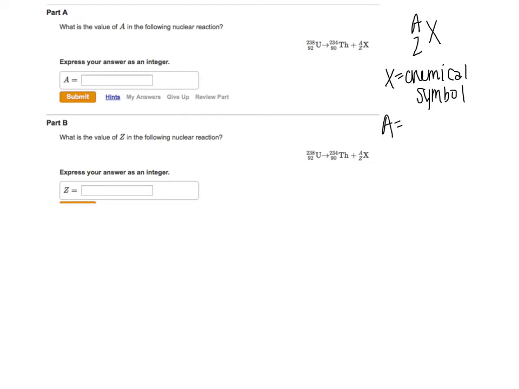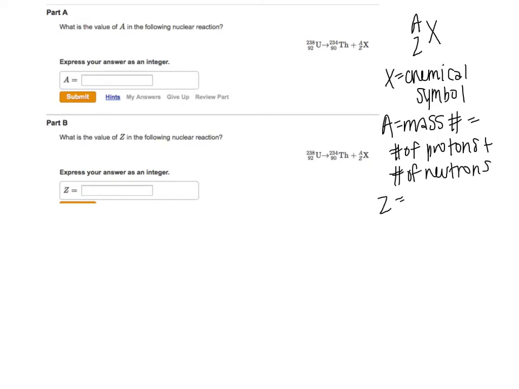A is the mass number, and the mass number is also known as the number of protons plus the number of neutrons. And Z is the atomic number, which is also known as just the number of protons. So on the left-hand side, it goes over the rules of balancing nuclear equations.